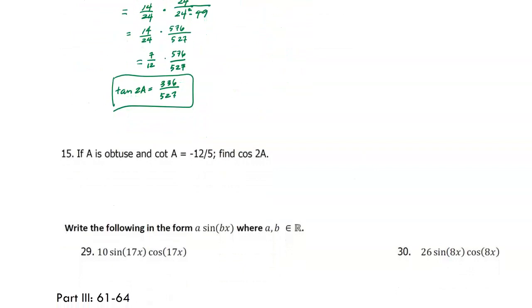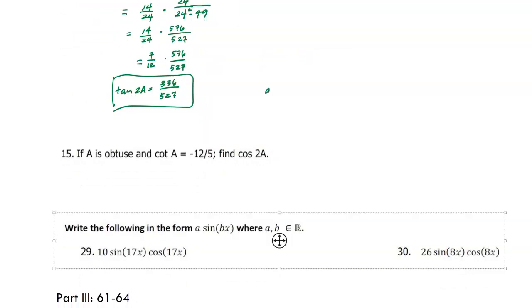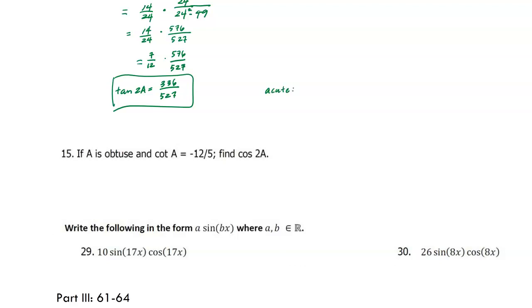Obtuse angles. Acute angles are between 0 and 90 degrees, so it's going to be always in quadrant 1. Obtuse angles are between 90 and 180, so those are always going to be in quadrant 2. So this is going to be in quadrant 2, guys.